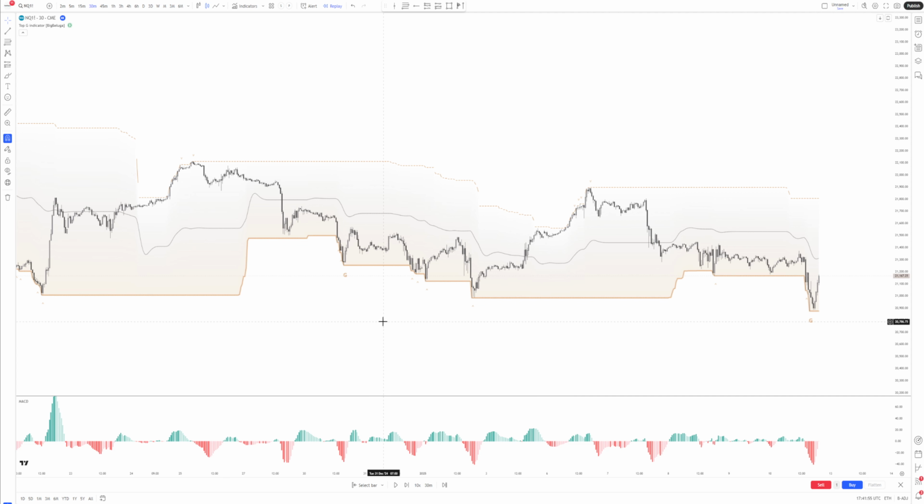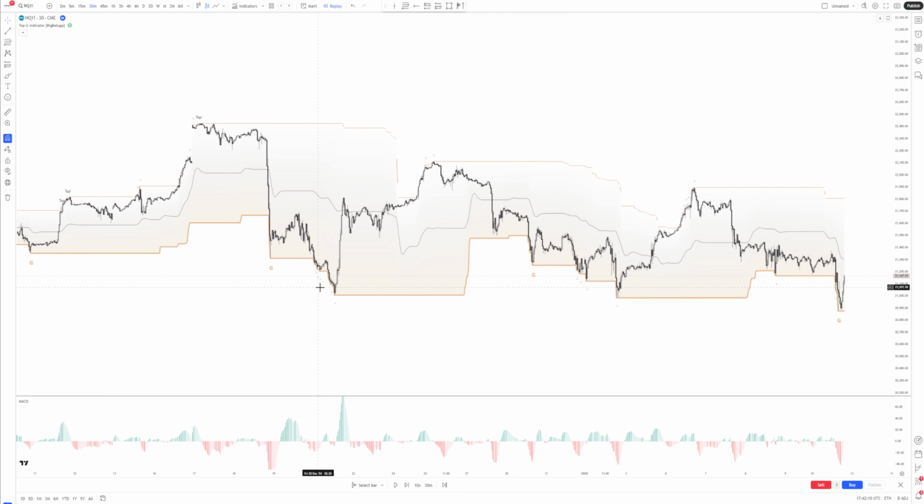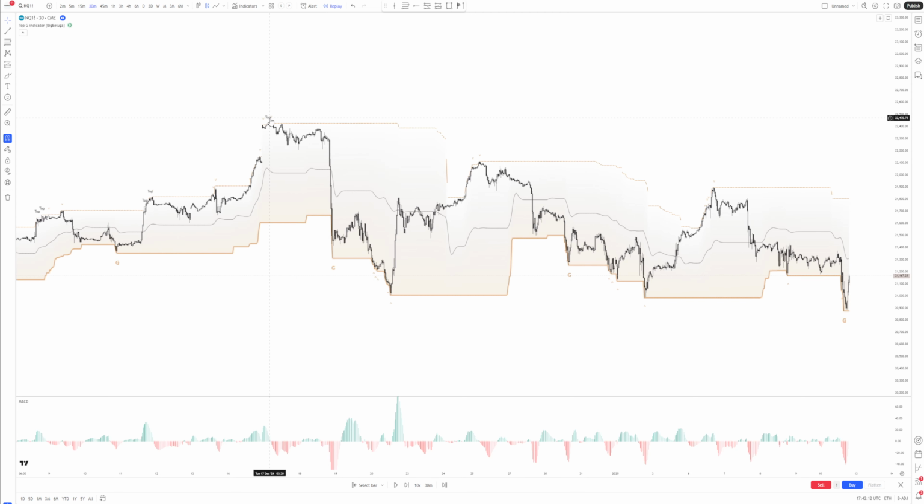mind. The first is that if we are under this middle line here, we are trending down, and when you see a G sign, that would be an area to buy. And if you see a top sign at the top here, then this is where market is at the top and you're looking for potential entry here or potential entry here.